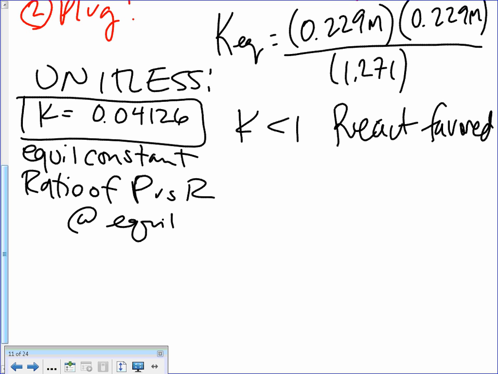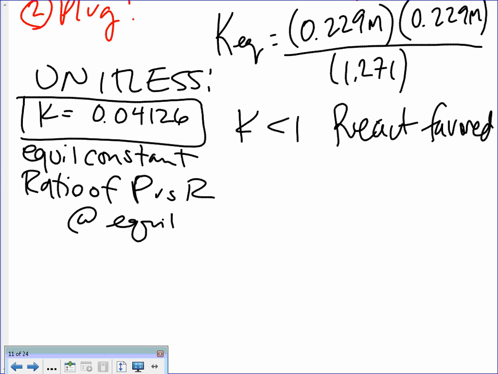You can tell that because look at the numbers: 0.229, 0.229, 1.27, highly favored because there's more of them. So then what would the graph look like? Would they cross or would they stay like this? That, right? Okay, there we go. All right, so that's not bad. If the numbers are given to you at equilibrium, you plug them directly in.